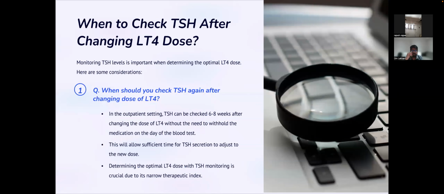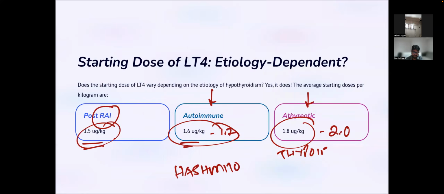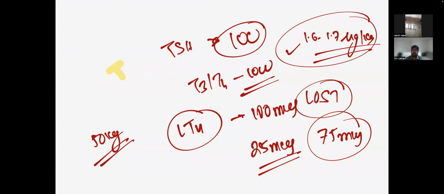Then, of course, when should you recheck the TSH? So let's say a patient comes to us with overt hypothyroidism. Again, let's get back to the case. So the patient comes to you with TSH of 100, T3, T4 are low, right? So we directly decided to start the patient.